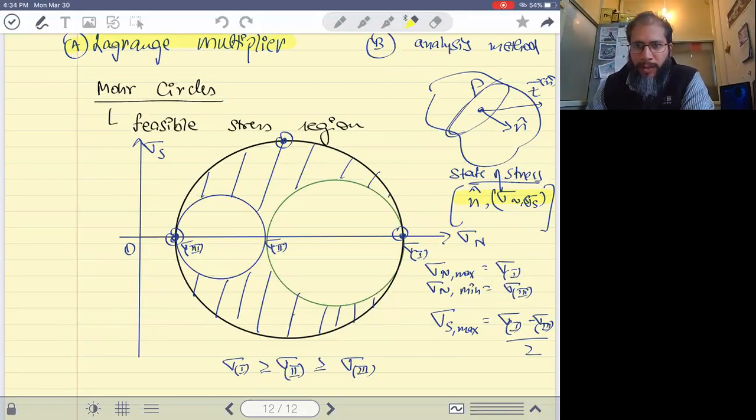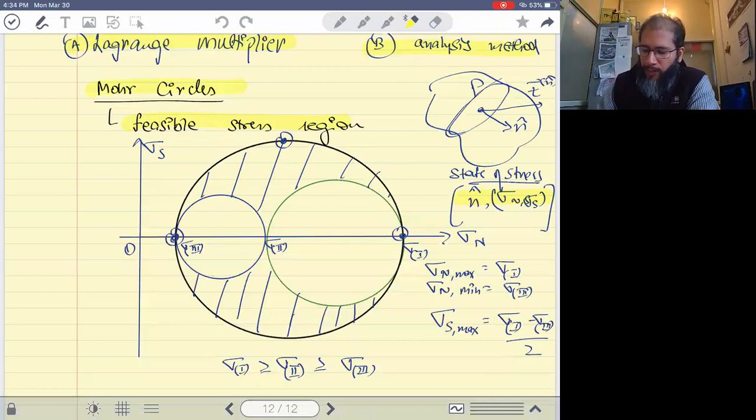Okay, next will be the analysis method, which is where we try to do things by writing equations, and these equations will then transform to our Mohr circles, which are nothing but a feasible stress region. That is, if I keep rotating my n hat and I find all the points sigma n comma sigma s, they will form a bounded space in the stress plane.